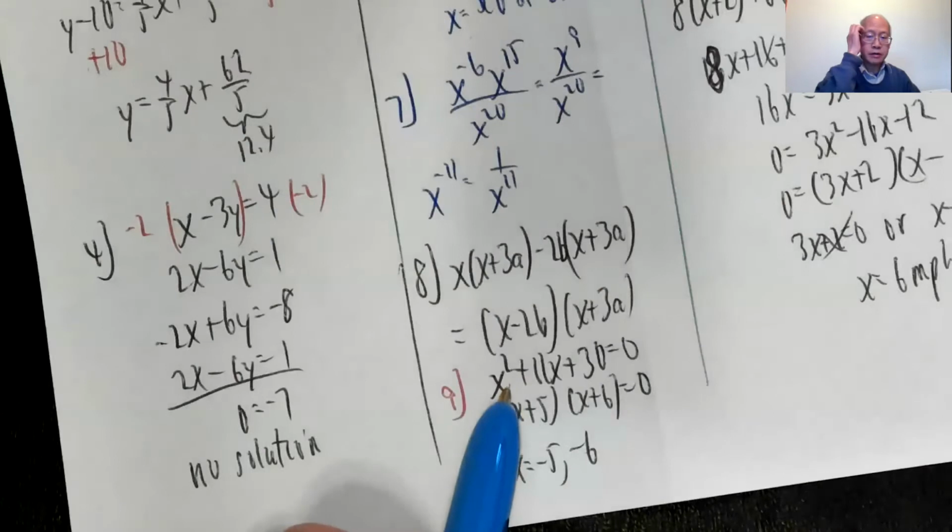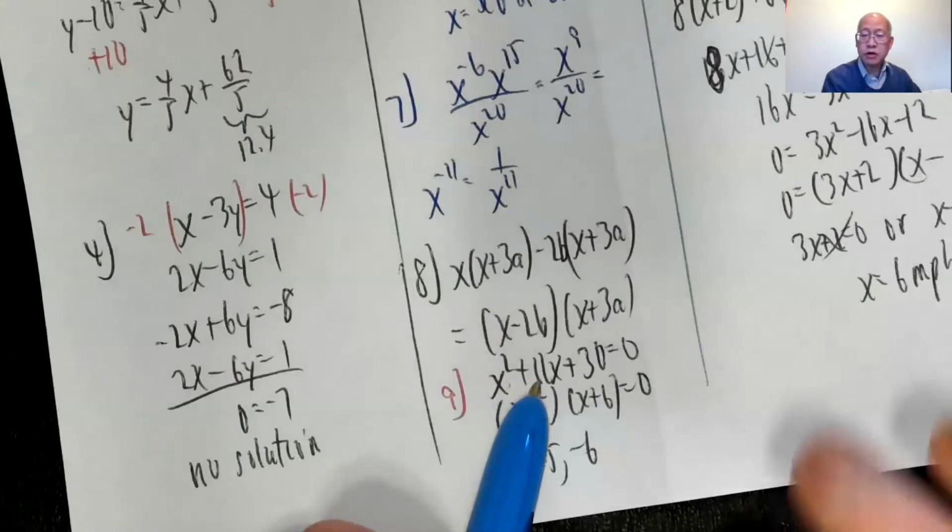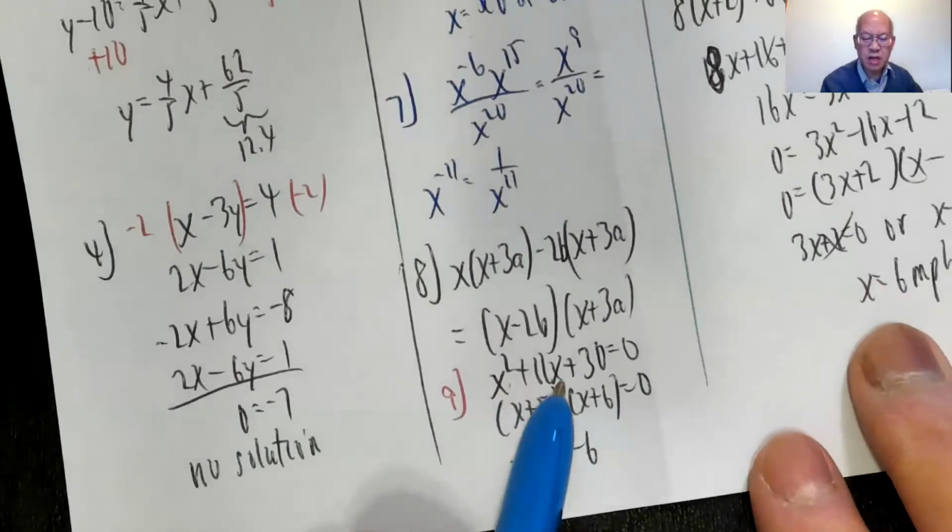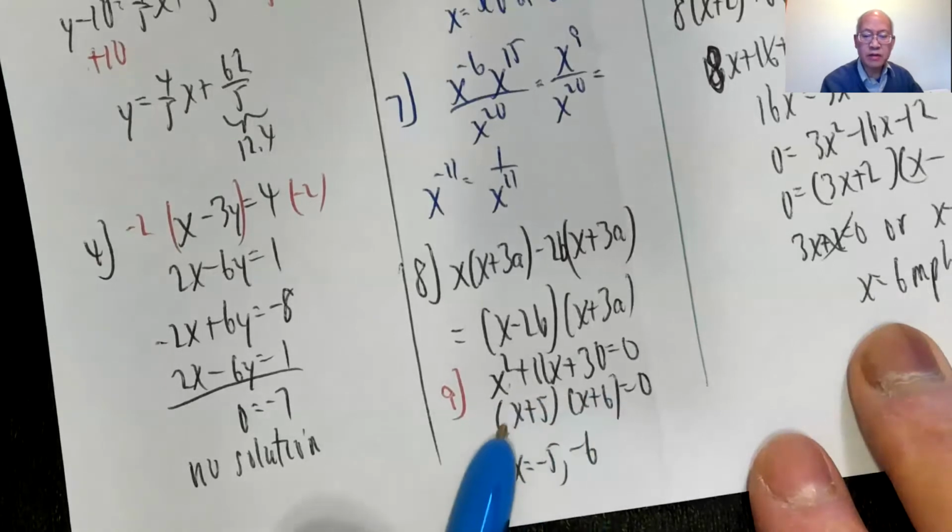Number 9, move the 30 over: x squared plus 11x plus 30 equals 0. Factor: (x plus 5)(x plus 6) equals 0. So this is equal to 0 means x is -5. This is equal to 0 means x equals -6.